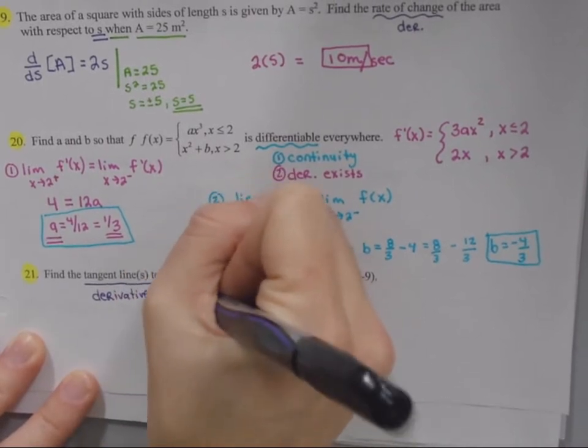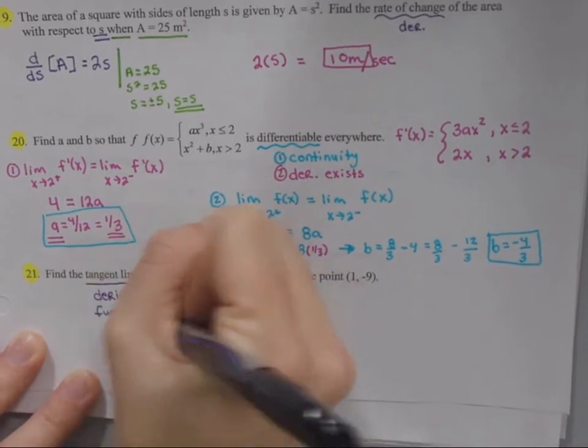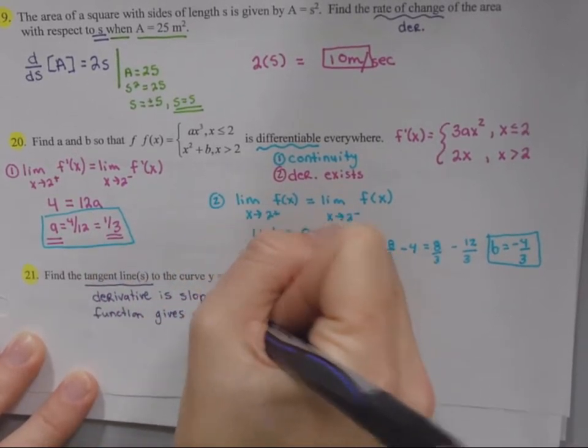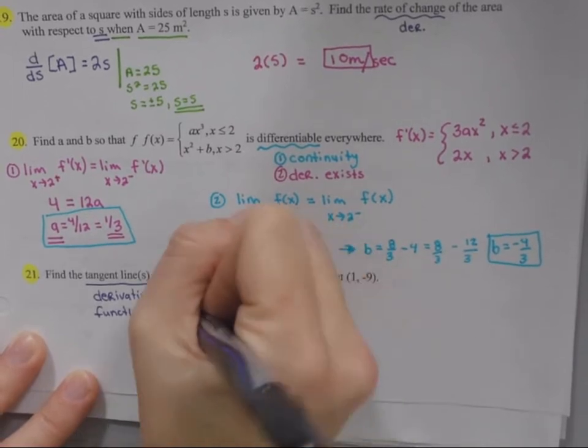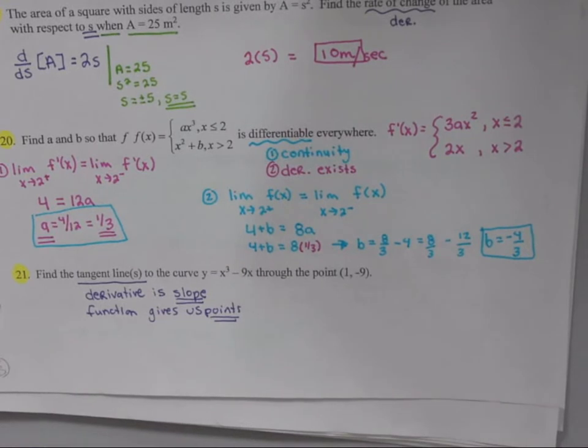is the slope and the function gives us points. So keep that in mind. We might have to plug back into the function and the derivative once we find x. So it's tangent to the curve that goes through the point 1, -9. So maybe the point is 1, -9.